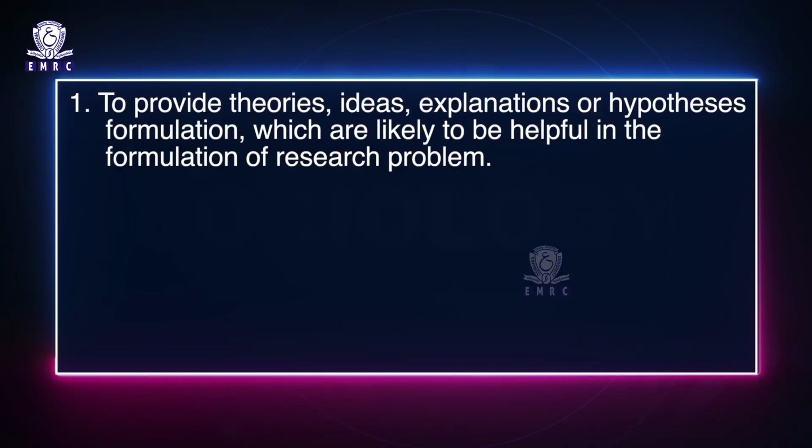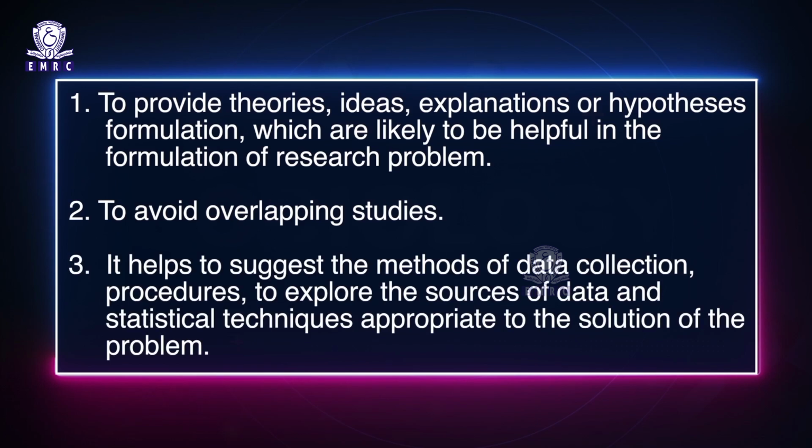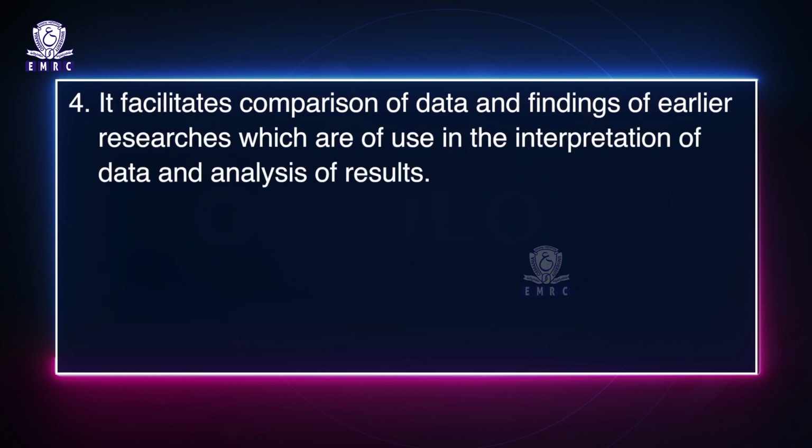Review of related literature is done with the objective of these aspects. Firstly, to provide theories, ideas, explanations or hypothesis formulation which are likely to be helpful in the formulation of research problem. Secondly, to avoid overlapping studies. Thirdly, it helps to suggest the methods of data collection, procedures to explore the sources of data and statistical techniques appropriate to the solution of the problem. Fourthly, it facilitates comparison of data and findings of earlier researches which are of use in the interpretation of data and analysis of results.